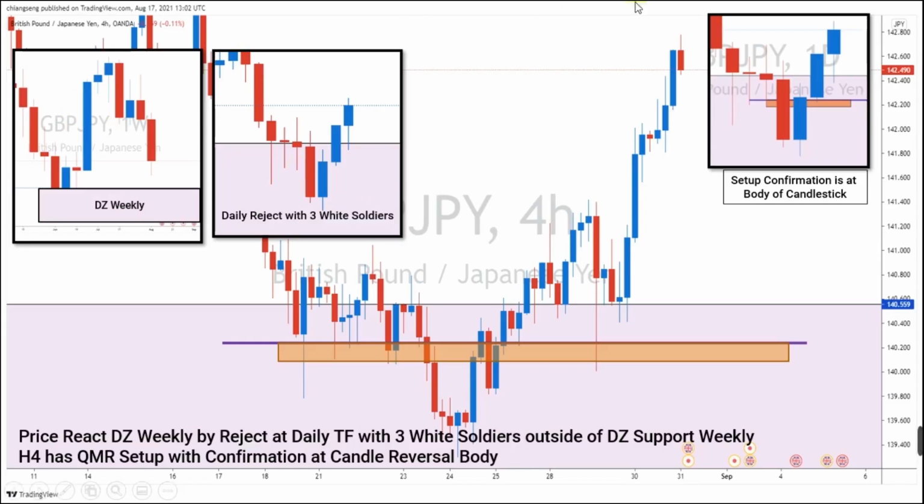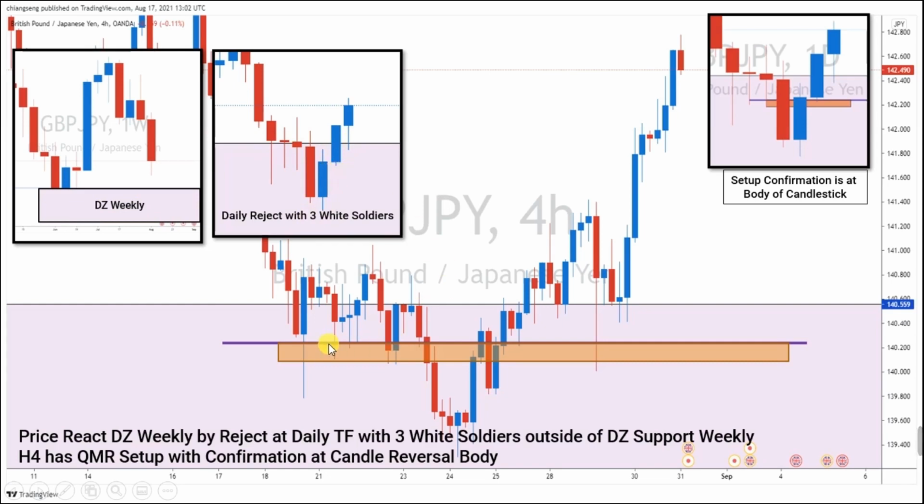So I'm going to show you an example of how I am going to do my assignment for this SOP. See, I have prepared one here. This is my main setup, which is the QMR H4 GBP JPY. As you can see, I have drawn that the price has reacted. Okay. And before that, I want to mark the danger zone weekly because price has reacted from the danger zone weekly. I want to prove that. Second thing, I want to show that there's a confirmation of rejection. The daily time frame has shown that there is a reversal signal, which is the 3 white soldiers.